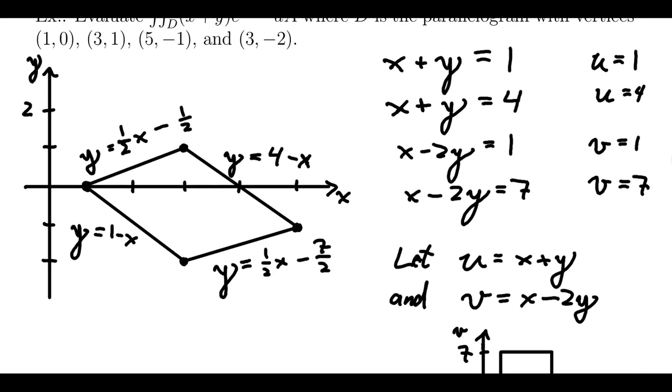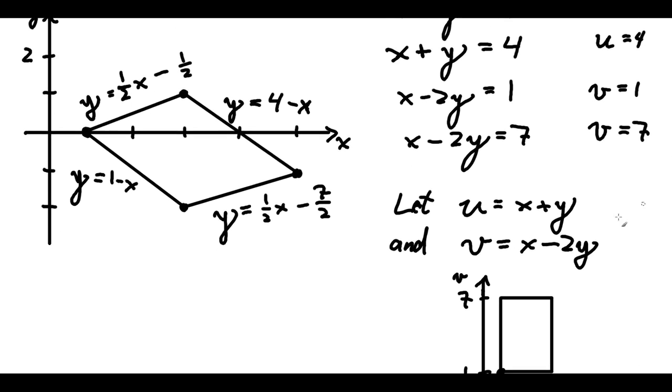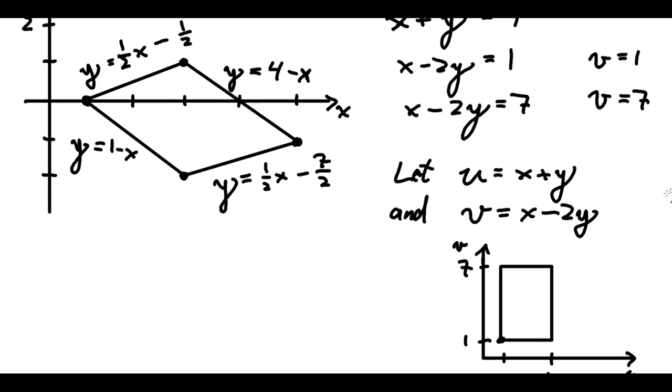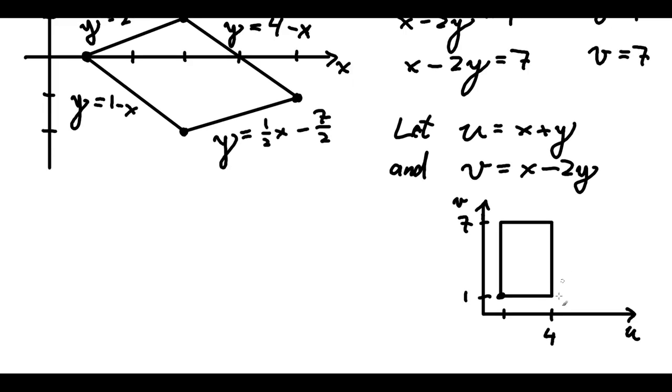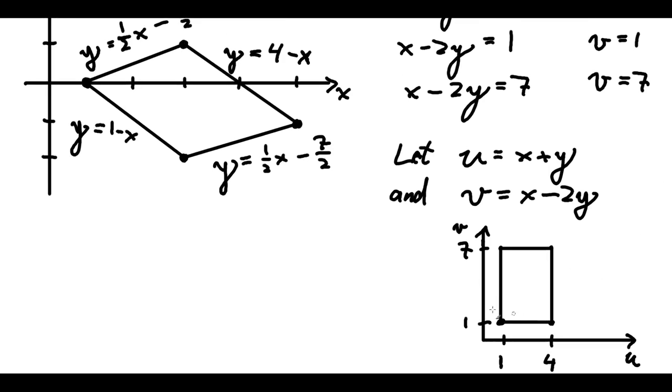If you take the point, what was the next one? 3, 1. 3 plus 1 is 4, and 3 minus 2 is 1, so you would get the uv point 4, 1, and 4, 1 is right here, and so on. Your other two vertices would give you 4, 7, and 1, 7. So that is two different ways to get the bounds on u and v. We now see what those bounds are.